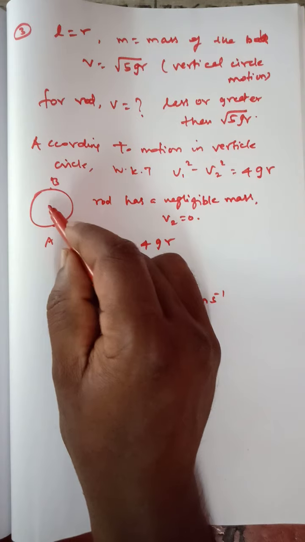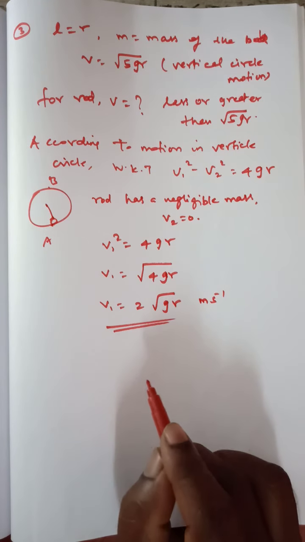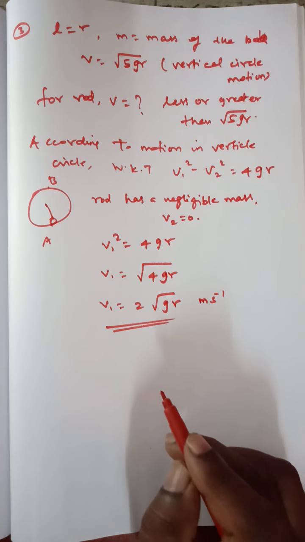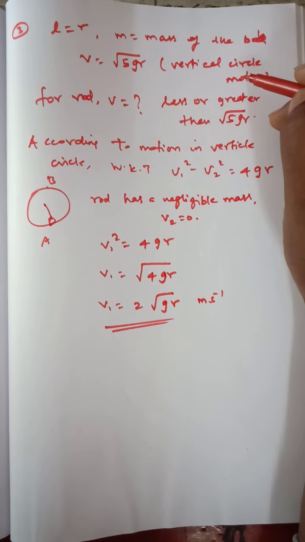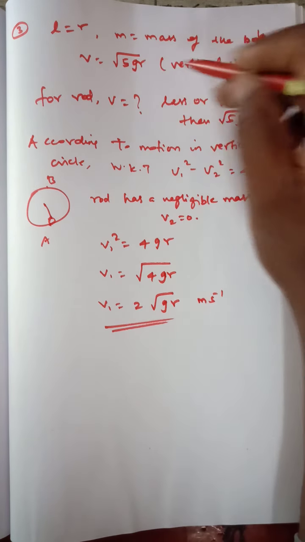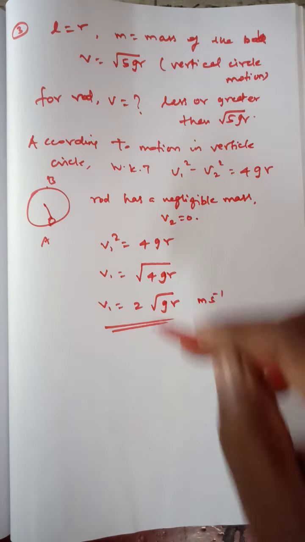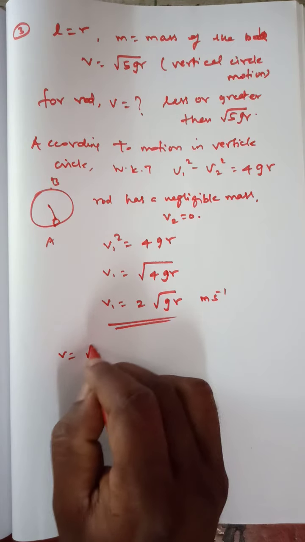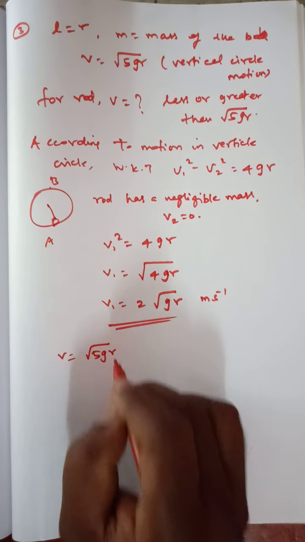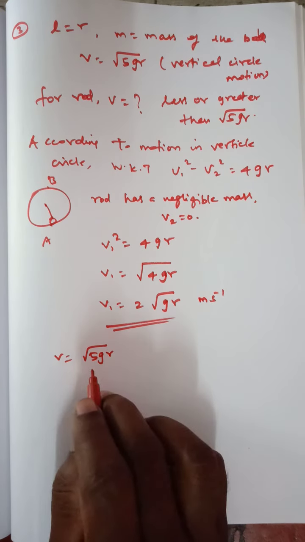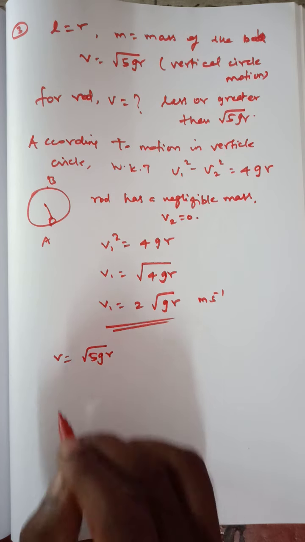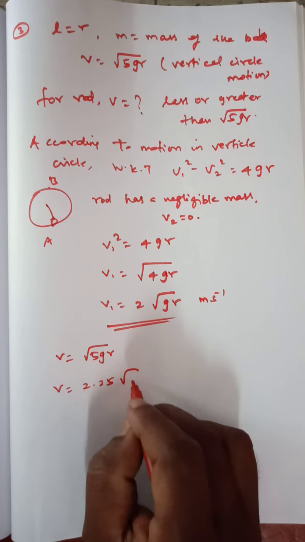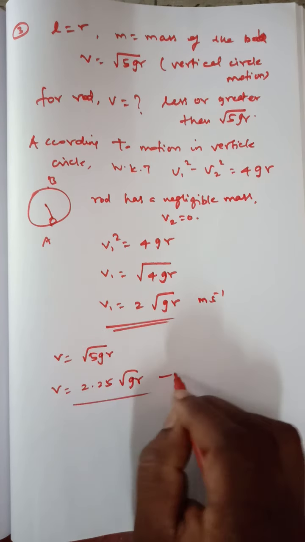We attach the rod, which gives 2 root gr. But for the vertical circular motion of the string, we get v equal to root of 5gr. So we are checking against this value. Root of 5 is about 2.25, so write v equal to 2.25 times root of gr. This is for a string.